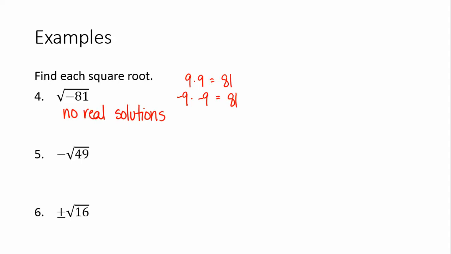Now number 5 is different. Here the negative is on the outside, so we want the negative square root of 49. The square root of 49 is 7, and we want the negative, or the opposite, so negative 7. Number 6, we have the positive and the negative square root of 16. The square root of 16 is 4, so that's plus or minus 4. That's the positive 4 and the negative 4 included in our answer.